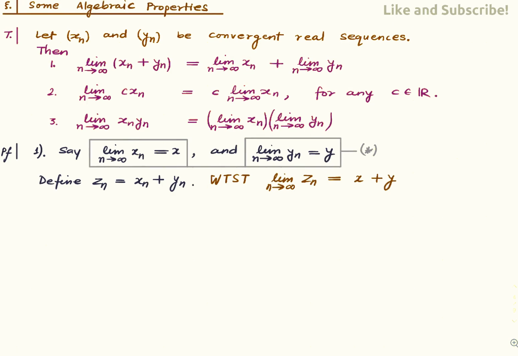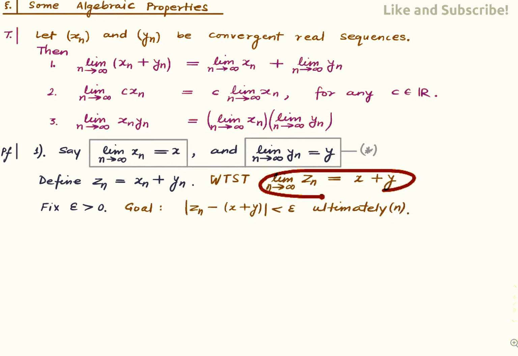So fix epsilon greater than 0. Our goal is to show that this inequality happens ultimately over n. That's exactly what it means to say this. This means that for all epsilon, this happens ultimately. So if you fix an epsilon arbitrarily and show that this happens, then you have established this equality. Right, so now this will be the goal.